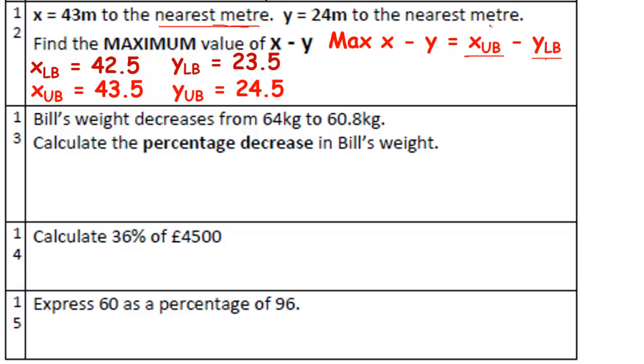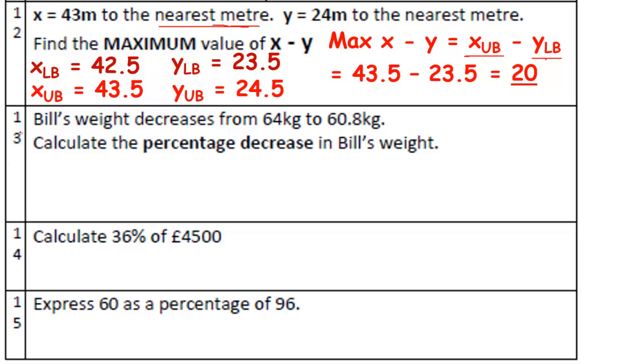There's a good amount of information in your revision booklet, the one I gave you all, about all of these topics. So check that out. Make sure you have a look. So the upper bound of x is 43.5, lower bound of y 23.5. Do the takeaway and your answer is 20. That's the maximum value the difference between those two could be.